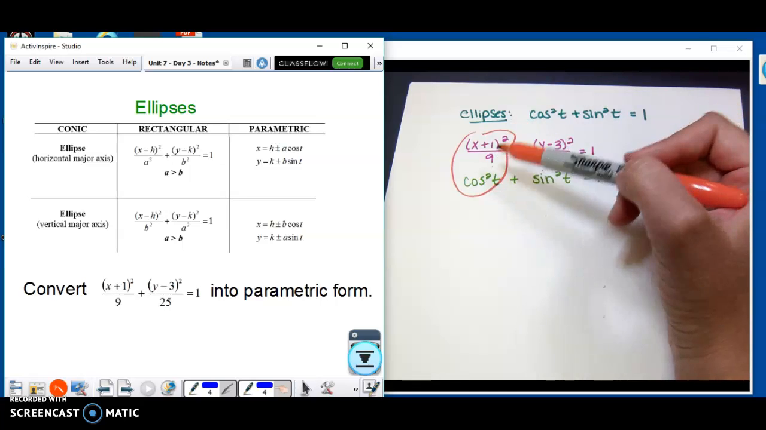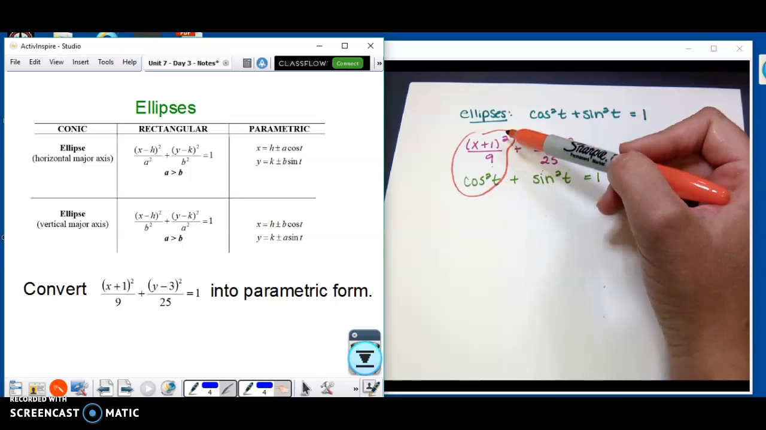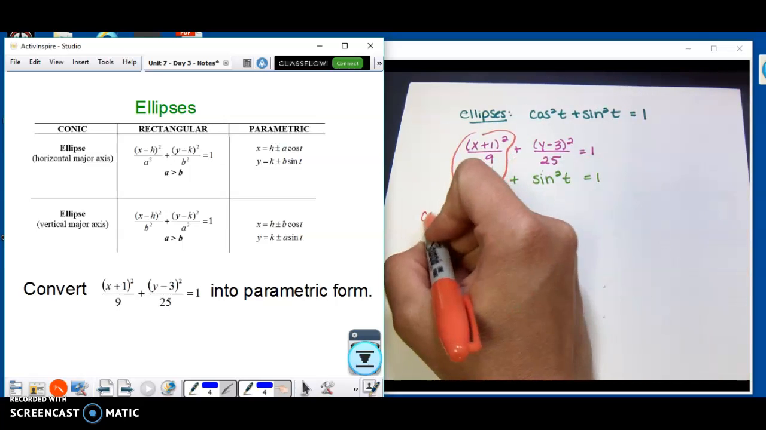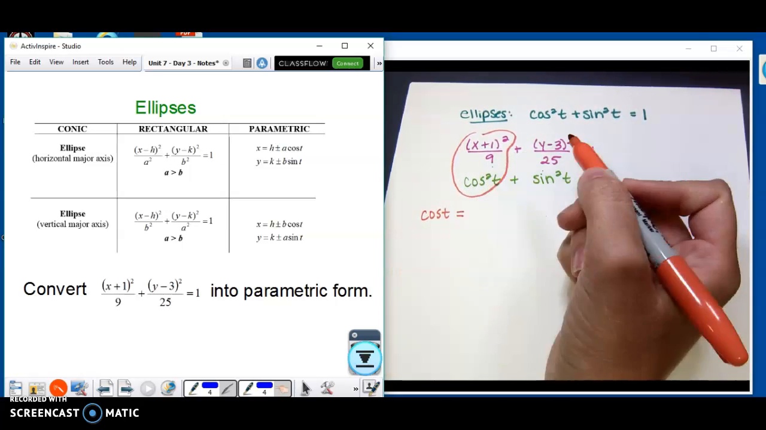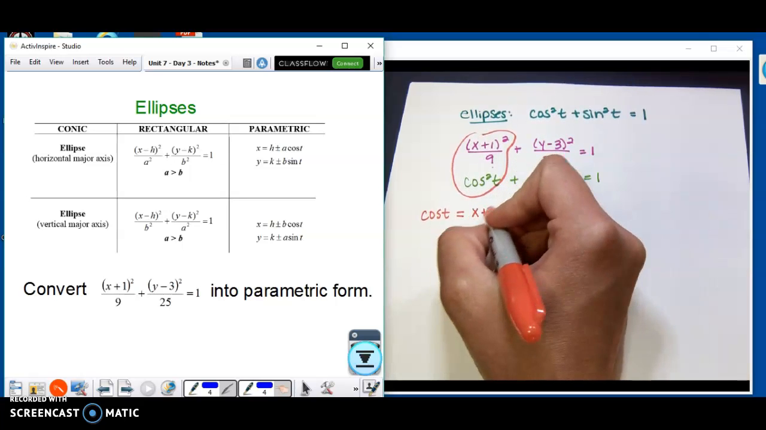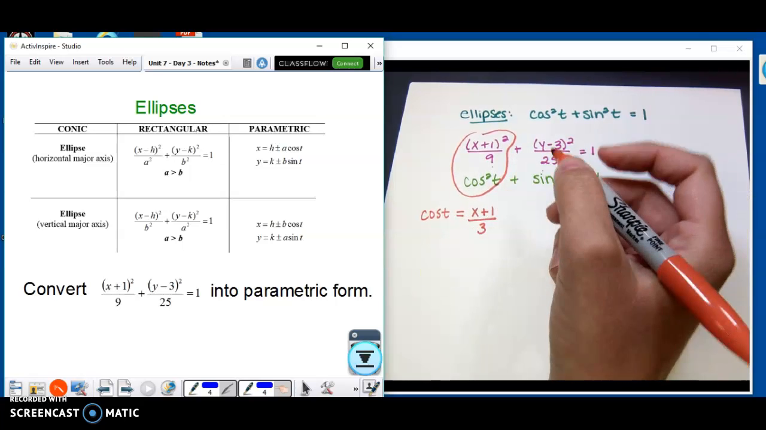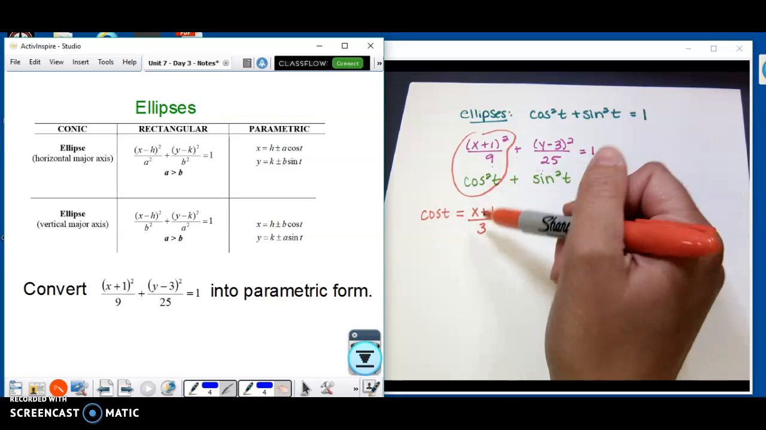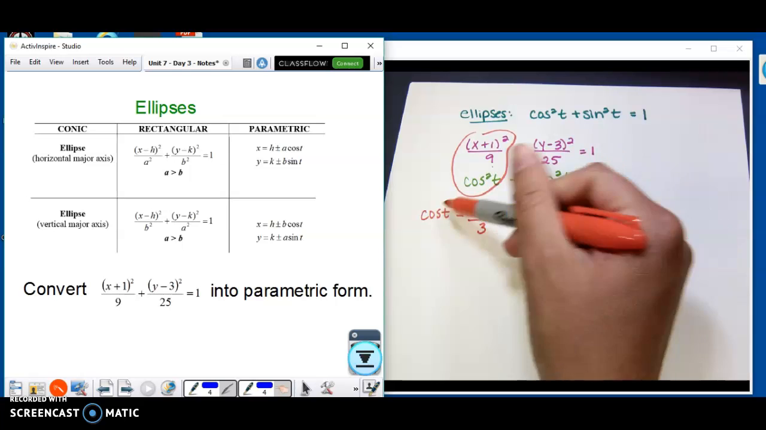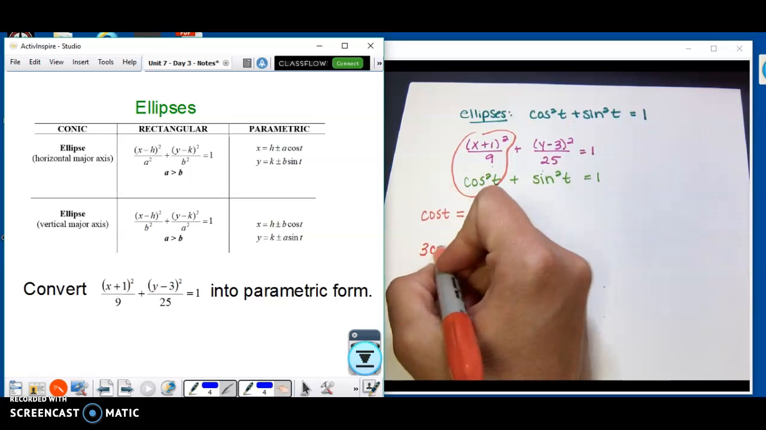Something just to save you a little bit of time, you can see these are both squared. They're always both going to be squared. So if you want to go ahead and take the square root of this step, you can. If I take the square root of cosine squared t, that would just be cosine t equals. If I take the square root of (x plus 1) squared, that'll be x plus 1. And if I take the square root of 9, that'll be 3. Now I will go back in and talk later. This could technically be a positive 3 or a negative 3, but for right now I'm just going to use the positive. The goal to get parametric is to solve this for x, so I'm going to cross multiply.